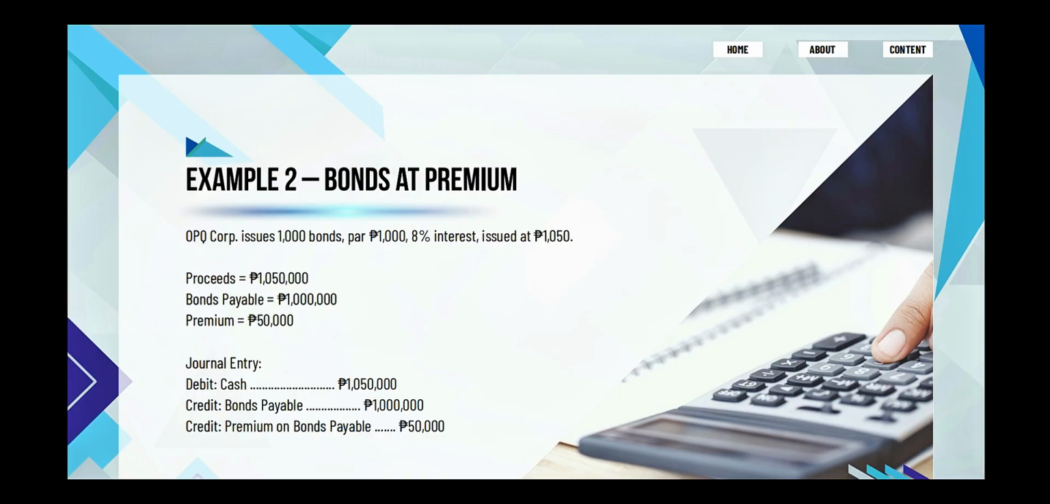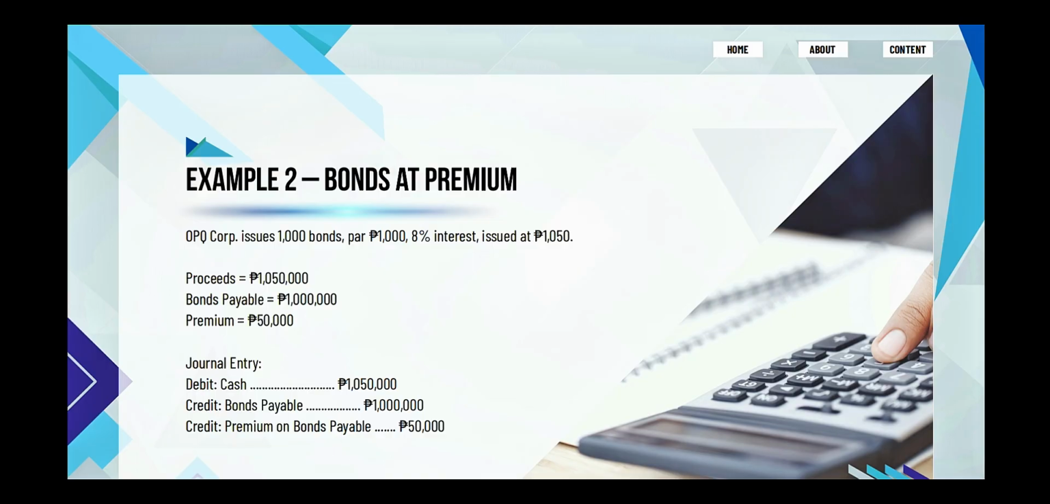To journalize again the entries, let's start with debit cash 1,050,000 pesos, credit to bonds payable 1 million pesos, and credit to the premium on bonds payable. That's 50,000 pesos. Now, when a bond is sold at a premium, again, ibig sabihin the company receives more than the face value. Take note also that the extra amount or what we call premium is not an income.